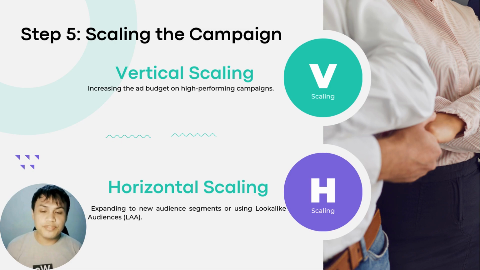Now we move to the fifth step, which is scaling the campaign. Once we identify the winning ad sets, we scale smartly. It's either by vertical scaling or horizontal scaling. Vertical scaling is the process of increasing the ad budget on high-performing campaigns by at least 30%. And then there's the horizontal scaling, or the process of expanding to new audience segments or using lookalike audiences.